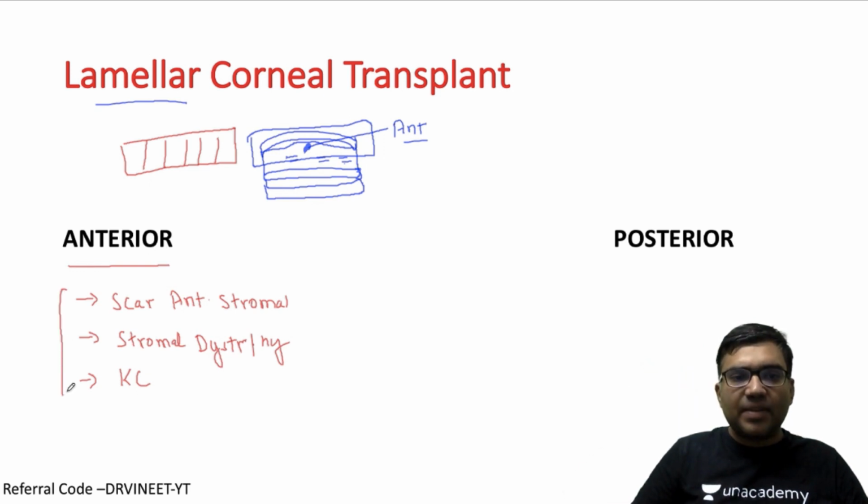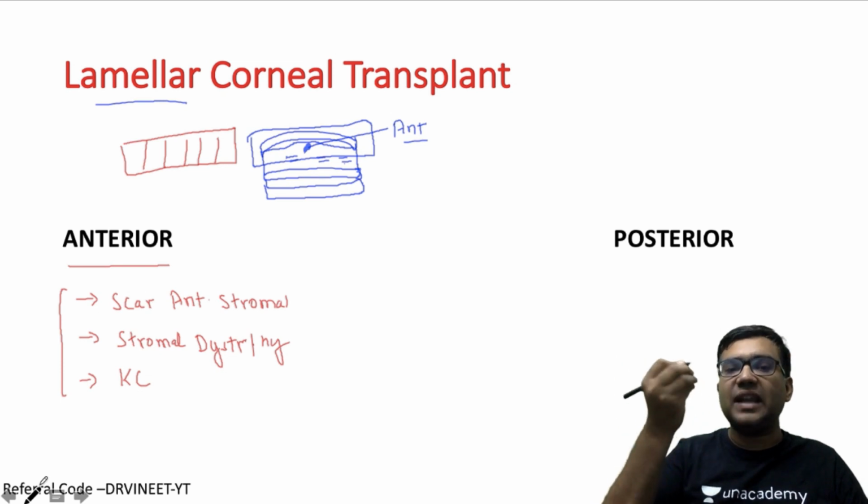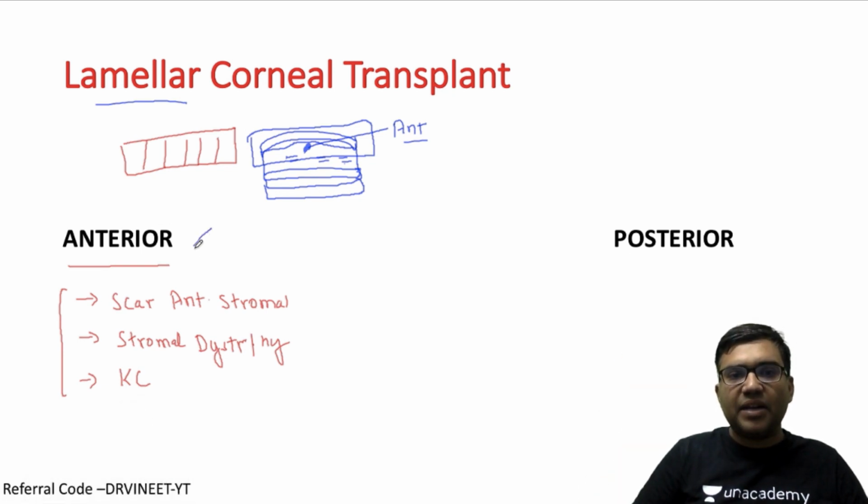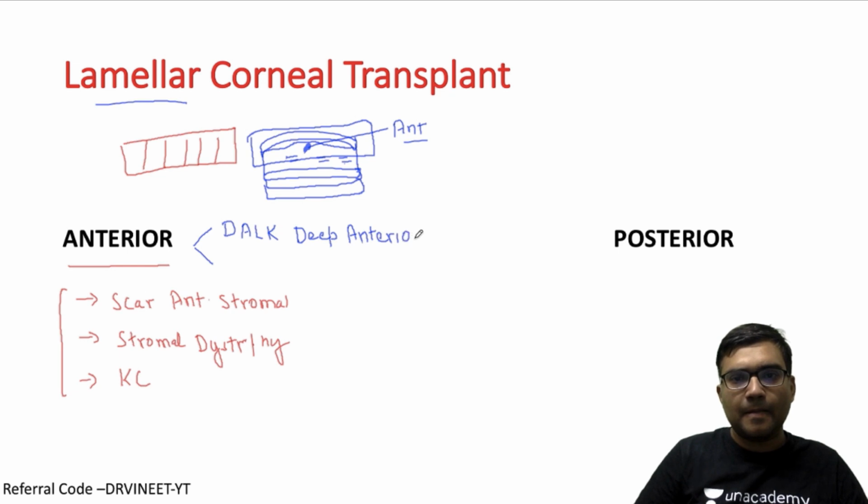Now sometimes they ask what are the different types of lamellar corneal transplant. Remember, in anterior lamellar corneal transplants you have to remember two names. One is DALK, where D means deep anterior lamellar keratoplasty. And the other is ALTK.